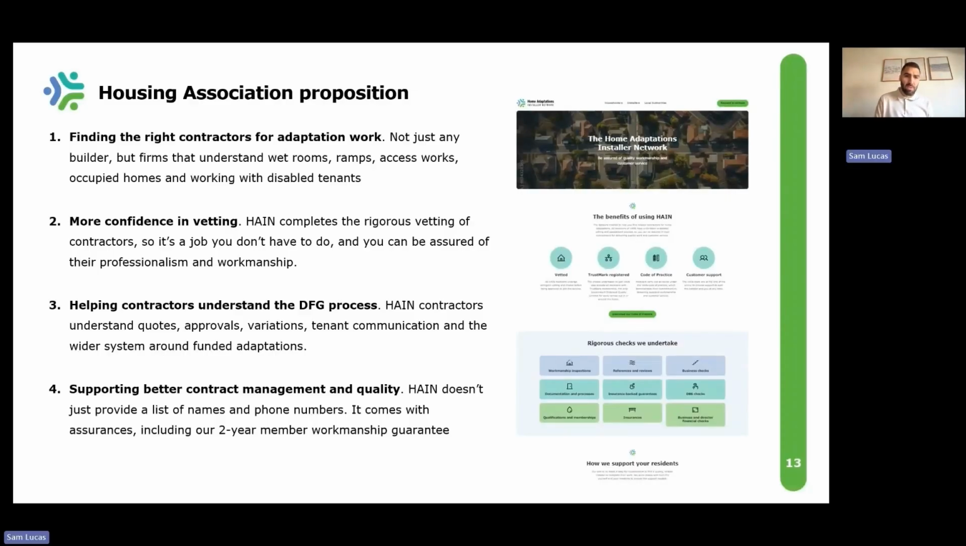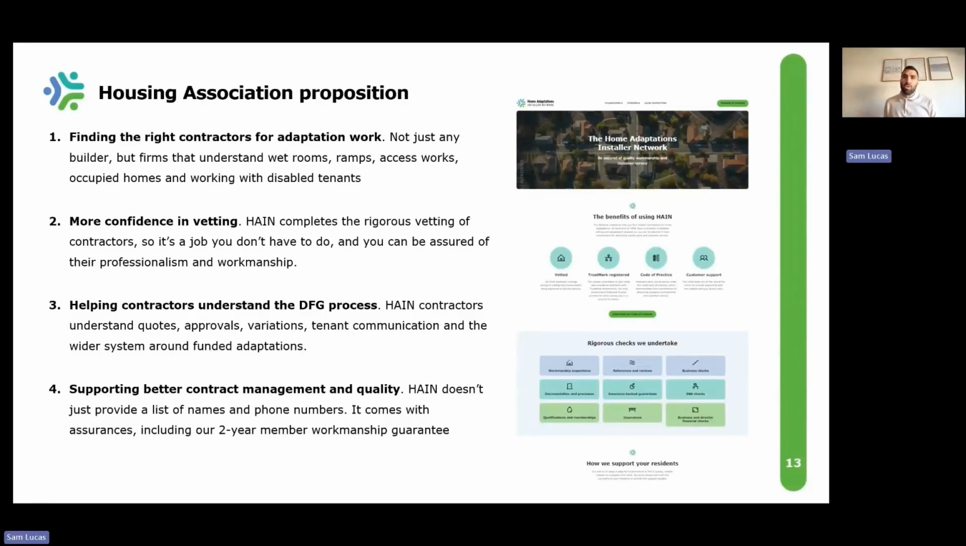So we've just been through the vetting process, but essentially we're completing that rigorous vetting of contractors, so you don't have to. It's one less job for you to do, and it's really giving you the confidence and assurance that you'll have in their high quality professionalism and workmanship.